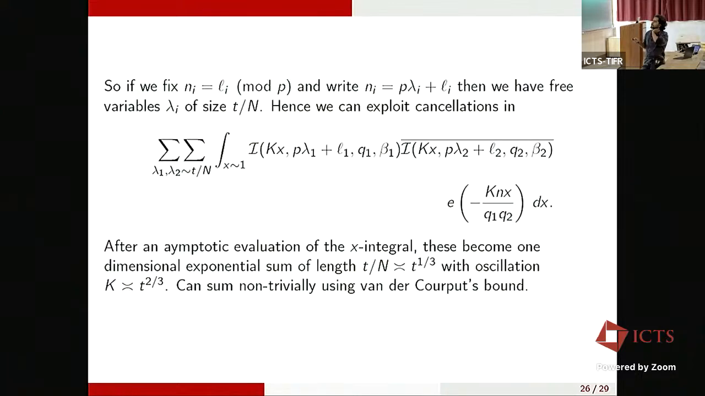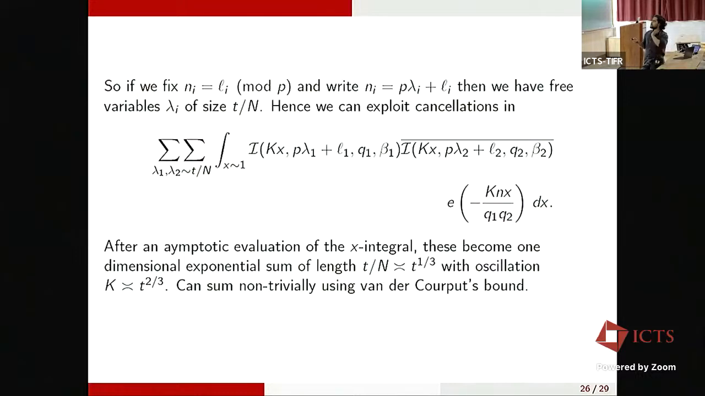So this was of size k, this phase was of size k^{2/3}, and the length is of size k^{1/3}. So this is exactly the square root of the length. The length is square root of the conductor. So you can use Van der Corput's maybe third derivative bound to have a non-trivial estimate for this lambda_1. So even one non-trivial estimation is sufficient for us, but I guess we can also do both sums.